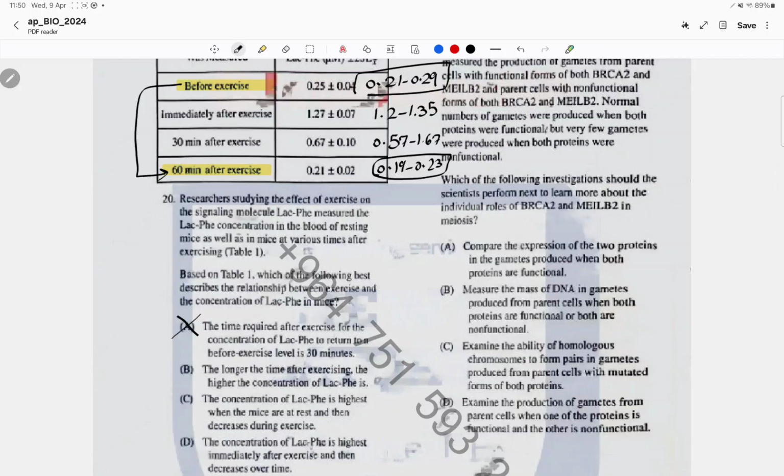The longer the time after the exercise, the higher the concentration of LAC-PHE. In fact, no, because after 60 minutes, it's at its lowest. So no. The concentration of the LAC-PHE is highest when the mice are at rest. No, at rest means before exercise. It's not highest before exercise. The concentration of the LAC-PHE is highest immediately after the exercise and then decreases. Yeah, it's actually highest immediately after the exercise, right? So it's going to be choice D.